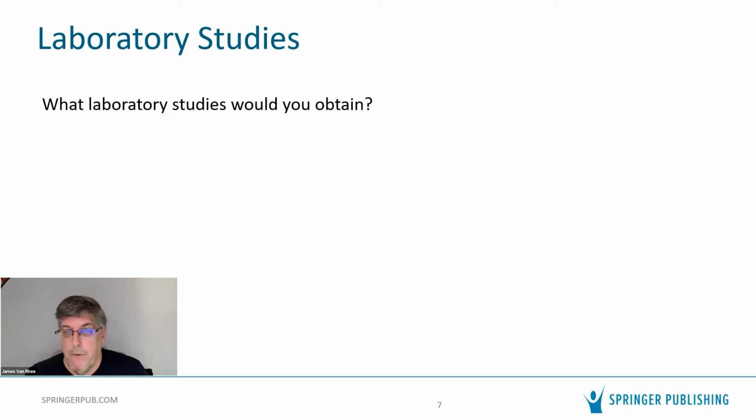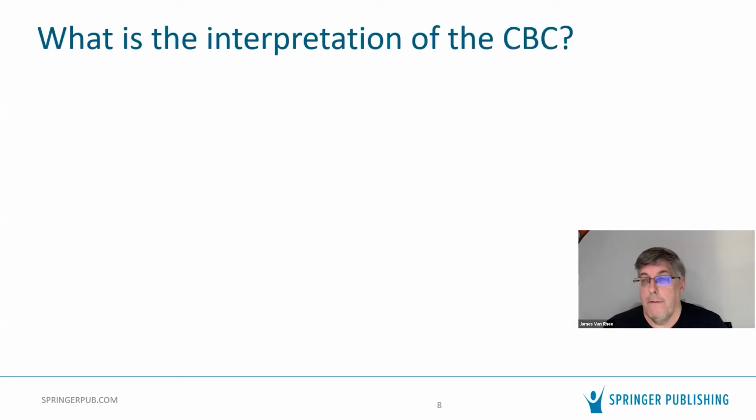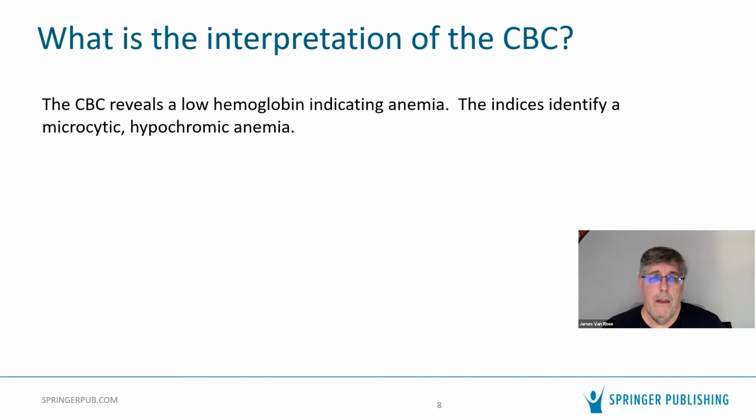So in this case, you might have ordered a CBC. And all of these results are available in the book. One of the things you can then go through with them is, how do you interpret this CBC? What do you see as a result of that? When you looked at those numbers, what do you get? And have them actually explain that what you see is a low hemoglobin indicating there's an anemia. And when they analyze the indices, the MCV, MCHC, and MCH, they see that it's a microcytic hyperchromic anemia.